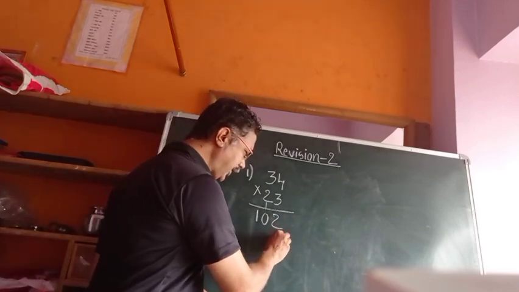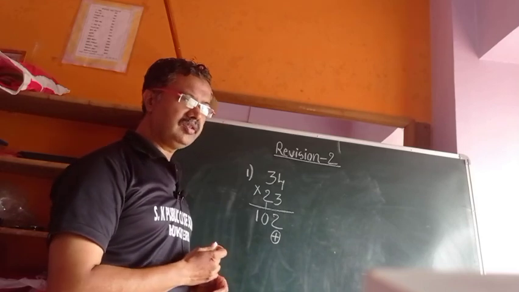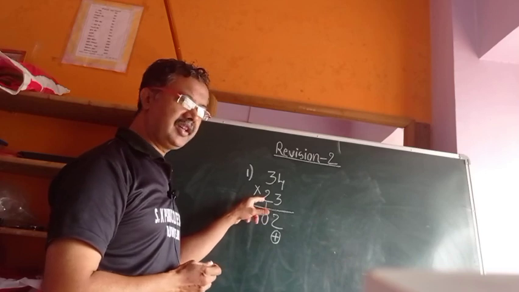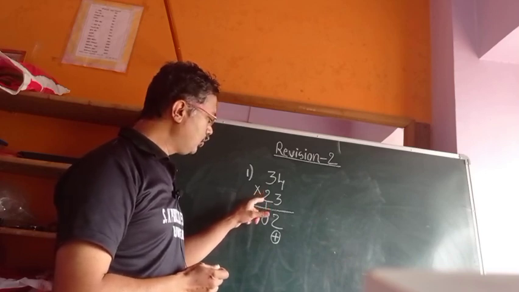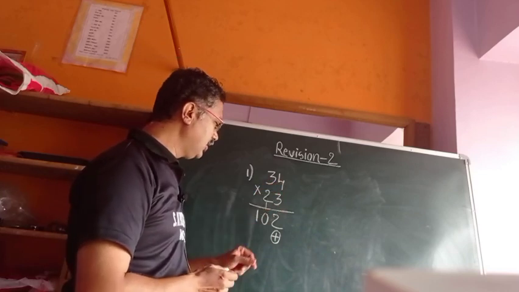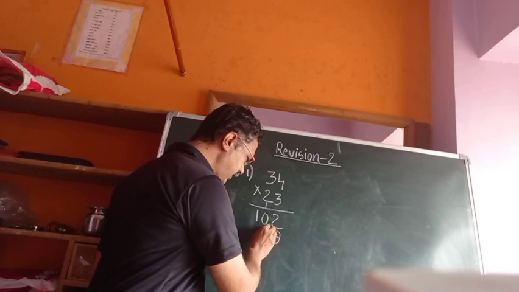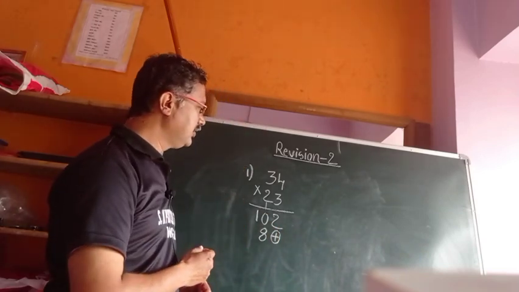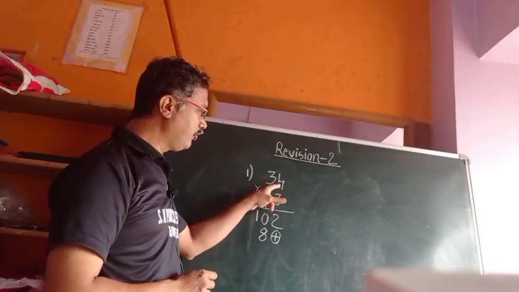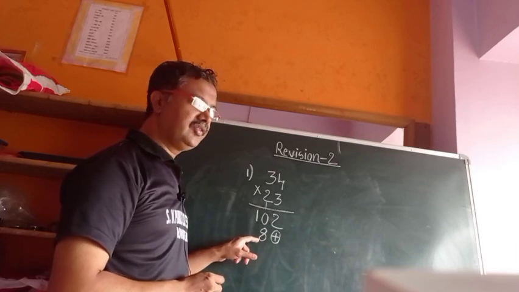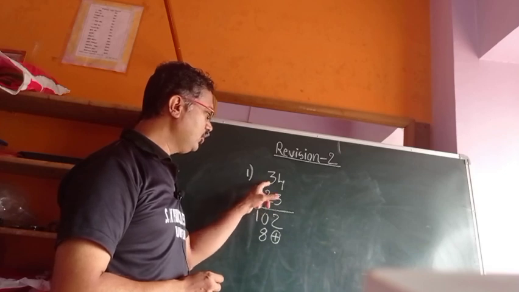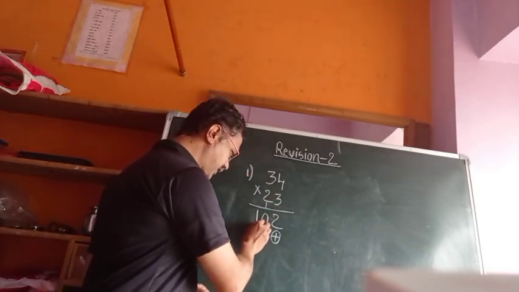Now plus sign or 0 you have to insert in the ones place. Now we have to multiply with the next number, that is in tens place. 2 into 4, 8. 2 4s are 8. 2 3s are 6.